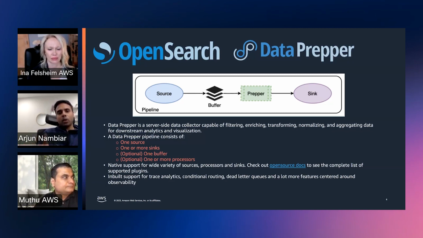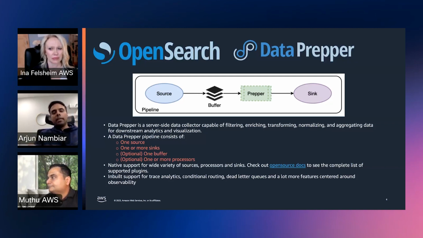Given that OpenSearch was forked from Elasticsearch, Data Prepper was meant to be an equivalent for Logstash. And Logstash, in the Elastic world, is what you use if you want to ingest data into Elasticsearch. Our solution is Data Prepper. And Data Prepper is meant to be like a server-side collector. It can filter, enrich, transform, aggregate data, and do any sort of ETL job that you want to do on the data while the data is in motion.